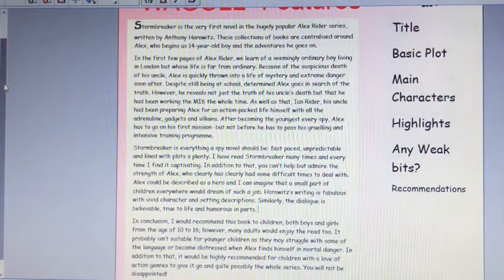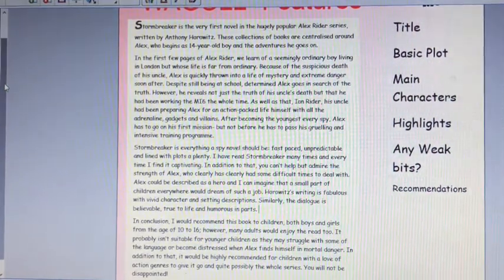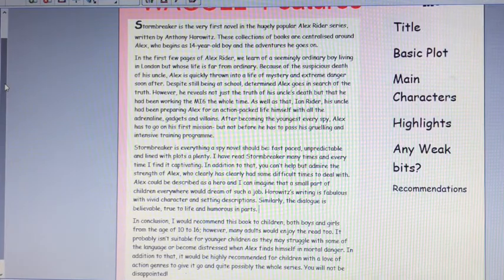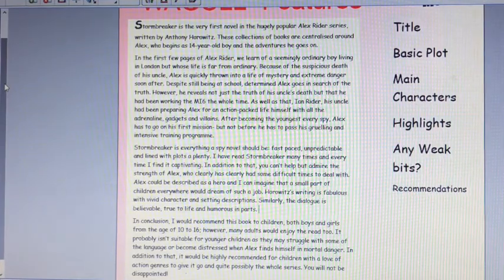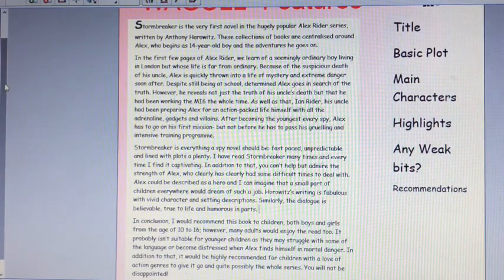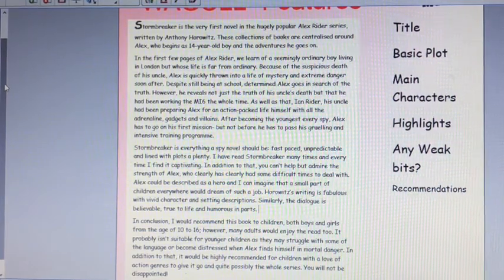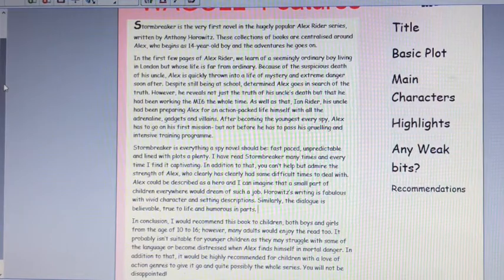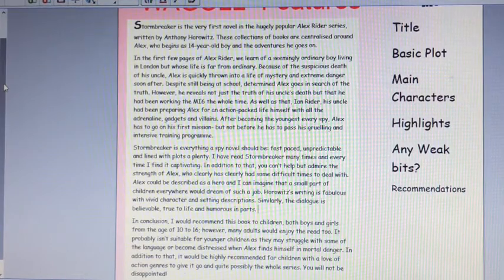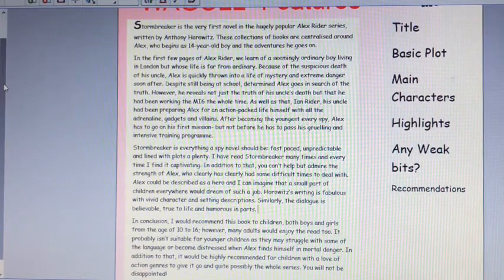Stormbreaker is the very first novel in the hugely popular Alex Rider series written by Anthony Horowitz. These collections of books are centralised around Alex, who begins as a 14-year-old boy, and the adventures he goes on. In the first few pages of Alex Rider, we learn of a seemingly ordinary boy living in London, but whose life is far from ordinary.